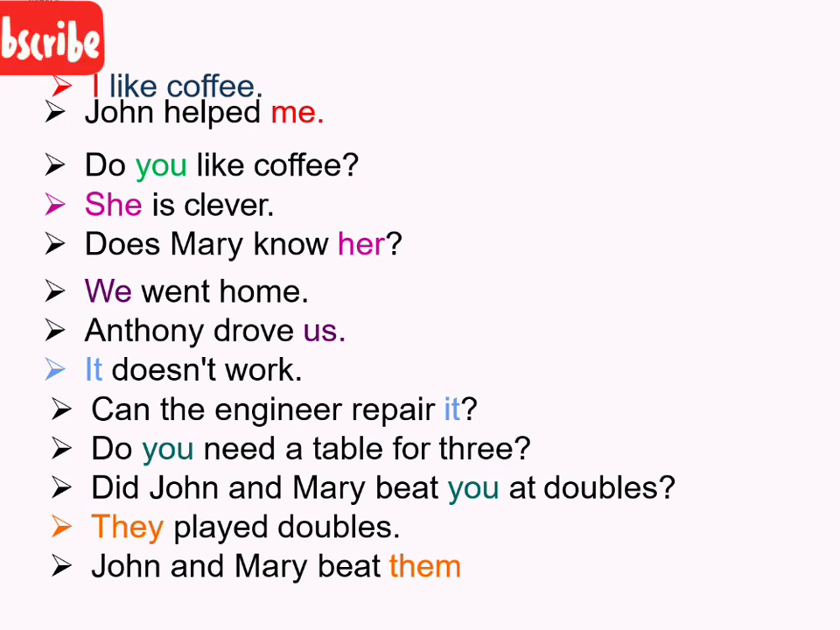Here it is used as a subject. In the next sentence, "Can the engineer repair it?" Now here it is used as an object. "Do you need a table for three?" Now I am talking about the second person. So I have used the personal pronoun "you". "Did John and Mary beat you at doubles?" Here also I am asking the second person. So I have used the personal pronoun "you" for the second person.